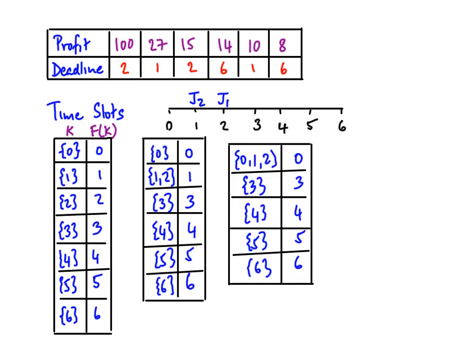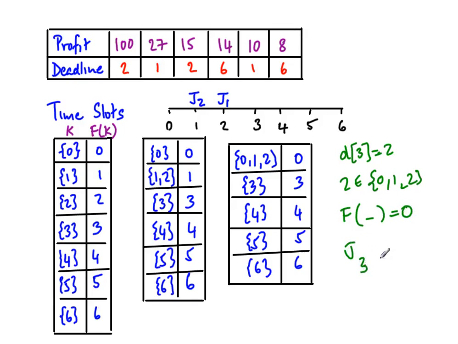So continuing, we now see that d of 3 is equal to 2. 2 belongs to the set {0, 1, 2}, but f of this set is equal to 0. So therefore job 3 is not feasible, right? If a job cannot find a slot within its deadline, it's not feasible. So we will discard it and move ahead.